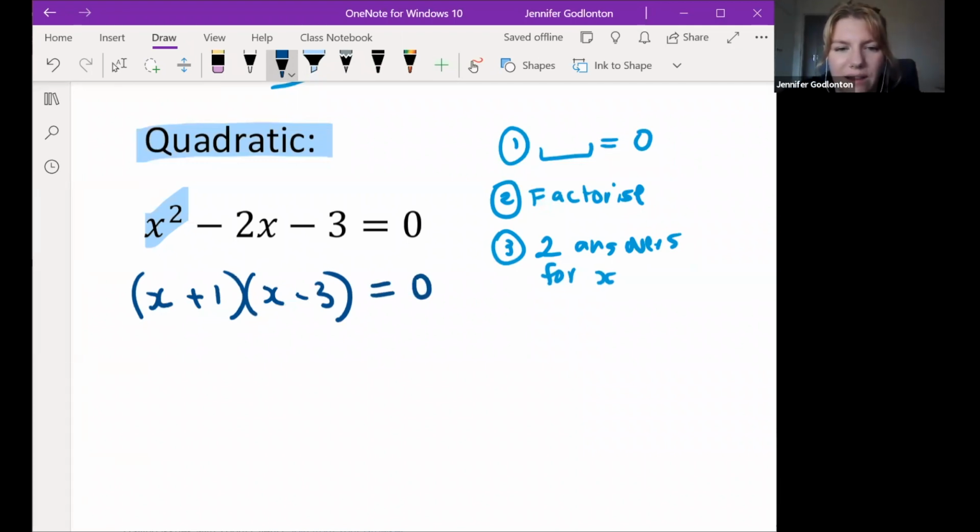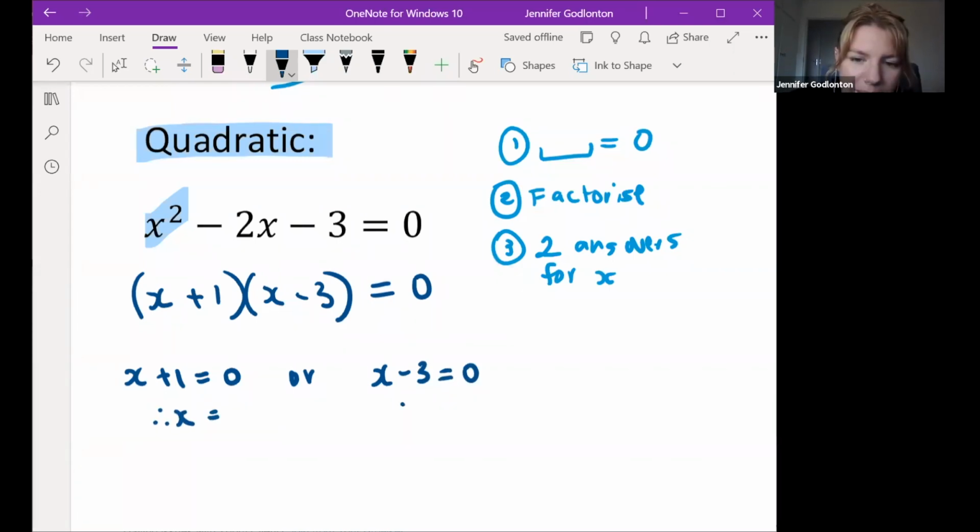And then x plus 1 is probably equal to 0, or x minus 3 is equal to 0. Good. Okay, so what are my 2 answers for x? X is equal to -1 or x is equal to 3. 100%. Nice job. Well done.